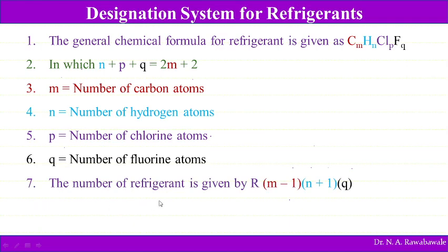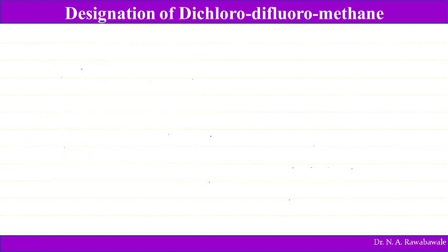Then the number of the refrigerant is given by R, which is always there, followed by m minus 1, n plus 1, and q. M is the number of carbon atoms, so m minus 1. n plus 1 means the number of hydrogen atoms plus 1. And q is the number of fluorine atoms present in this refrigerant. Then we will see one example. Let us take the designation of dichlorodifluoromethane.